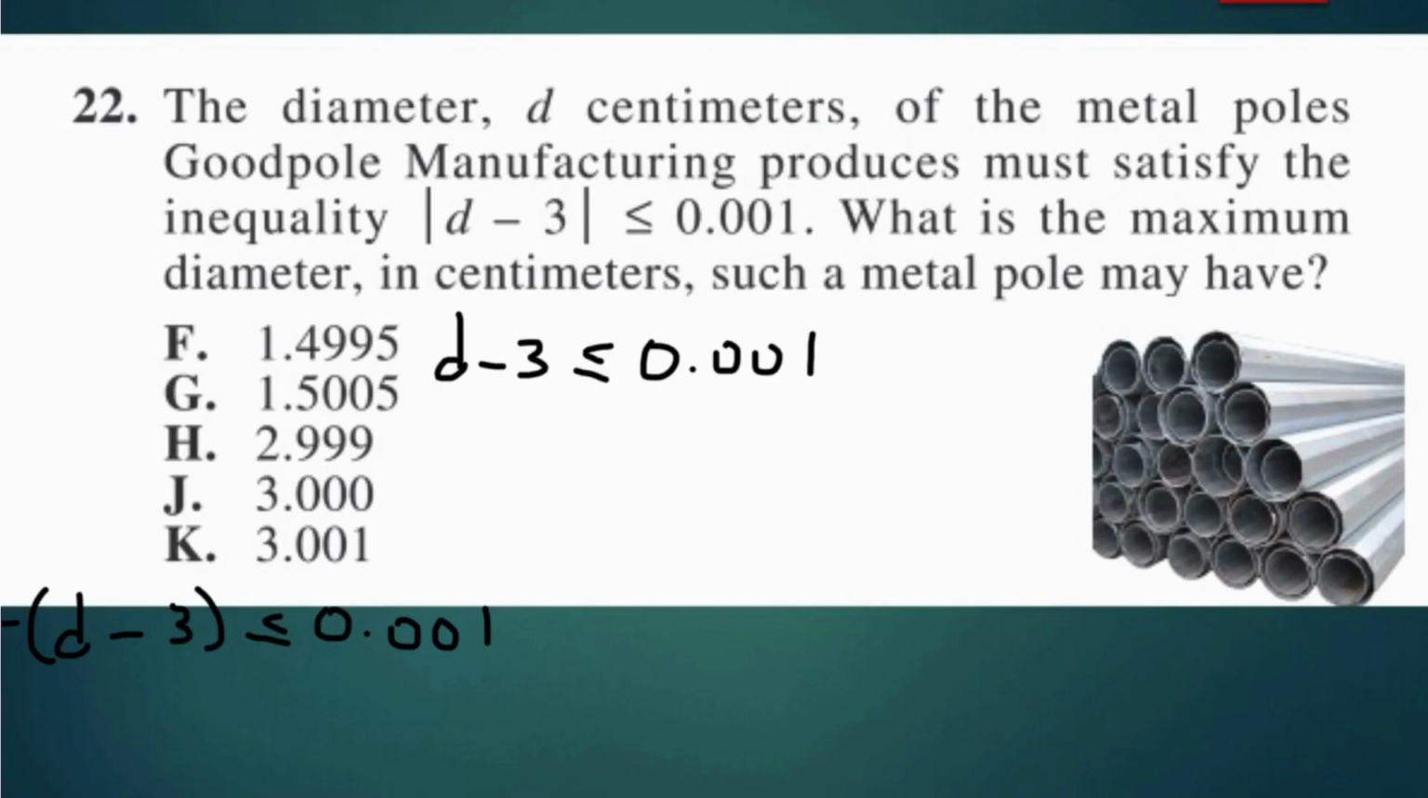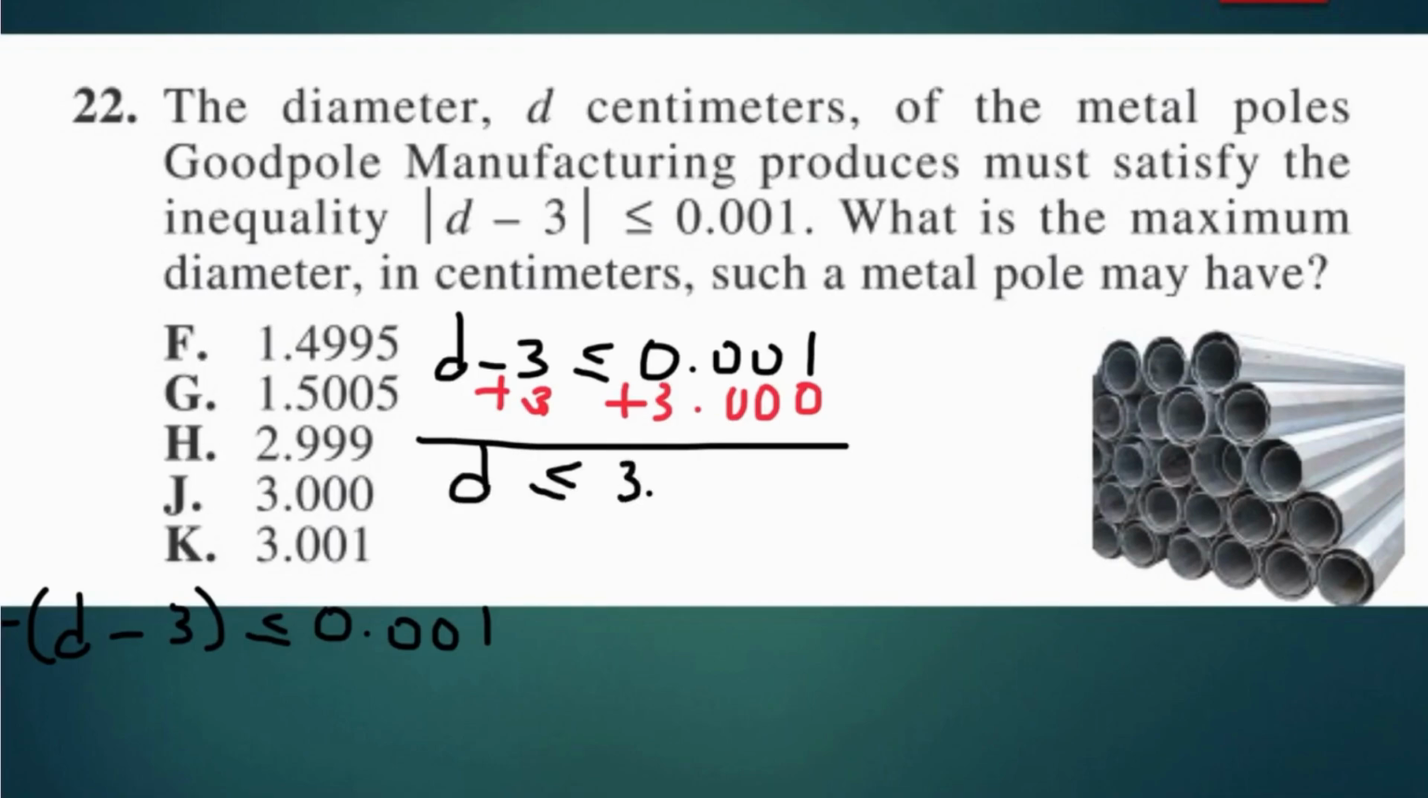There we go. So now when we solve each of these inequalities, I add 3 here, and I add 3 over here. We're going to add 3 to zero. That's going to give us d is less than or equal to 3.001.